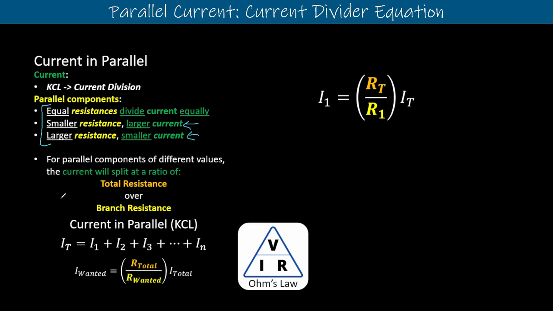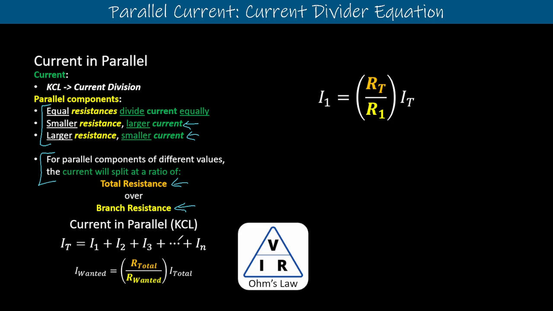Right? And to identify that, we can do the same thing that we did for our voltage division in series, but now we're going to do it for a parallel connection. So for parallel components of different values, the current will split based off of this ratio, and we're going to flip the ratio over. This time we're going to say total resistance on top and branch resistance on bottom.